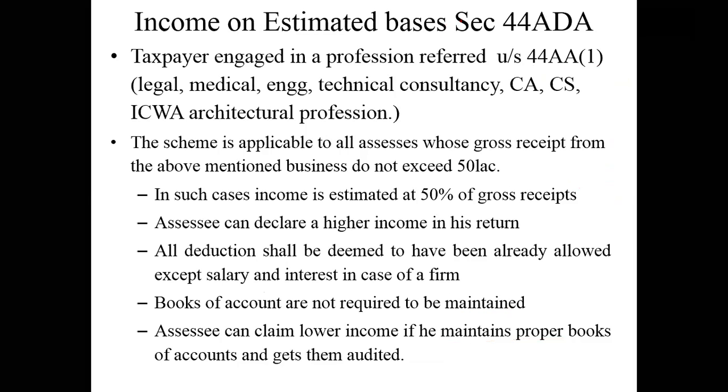Next section is the same. It is estimation of income for a profession. That was for a business, this is for a profession. And what is a profession? It could be a legal profession, a doctor, a structural engineer, a technical consultancy, a chartered accountant, company secretaries, cost accountants, and architectural professionals.